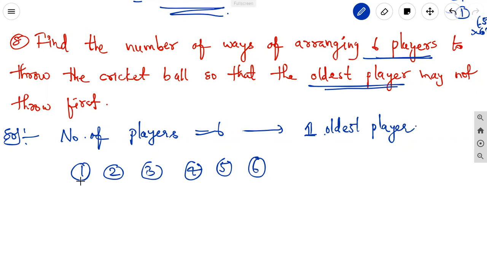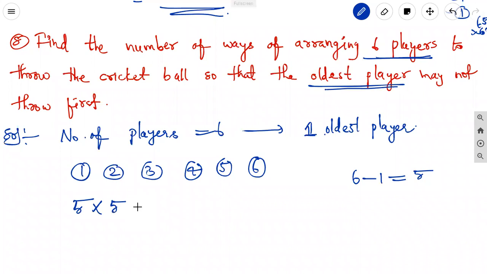That is nothing but in this, we cannot allow the one oldest player, so remaining how many are there? 5 players are there. In 5 ways, we can arrange the first throw. Okay, that is 5 ways. In the 6 players, one player throws first, so the remaining are 5. In the second, third, fourth, fifth, sixth, we can allow the oldest player. So in the second, remaining ways are 5. Why? Because we use any one of the 5 players.